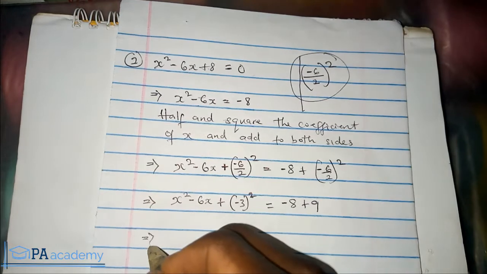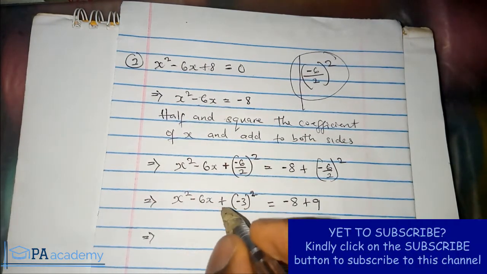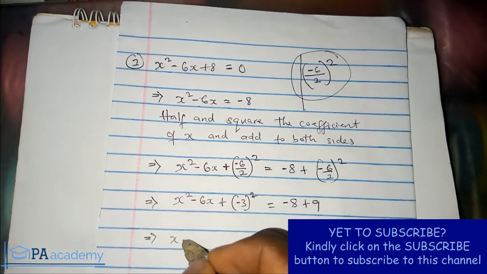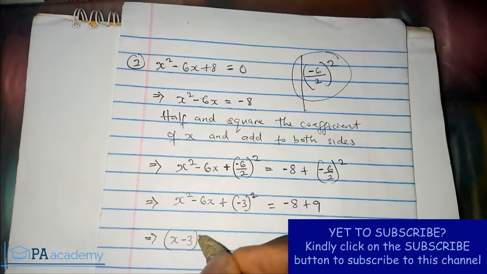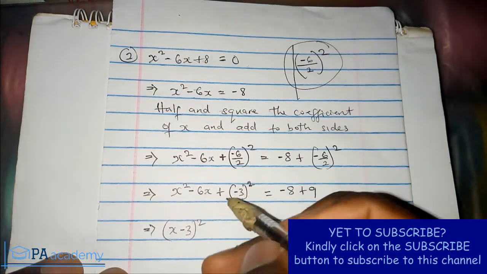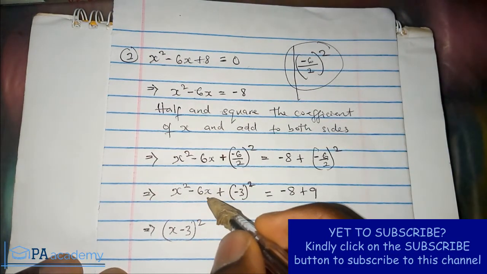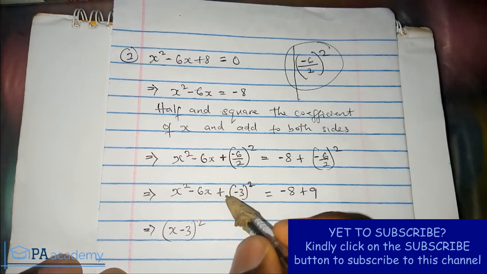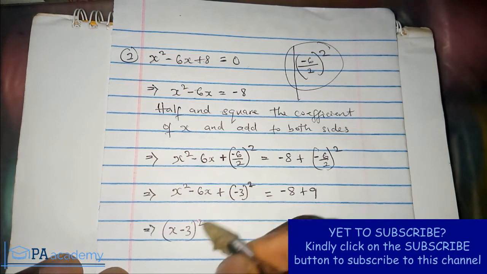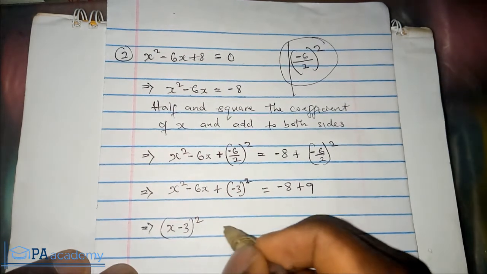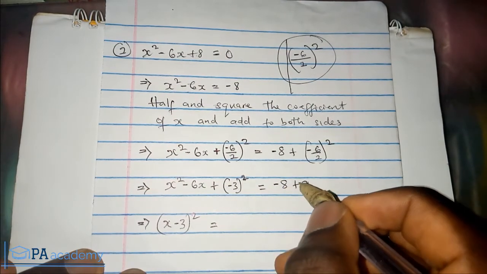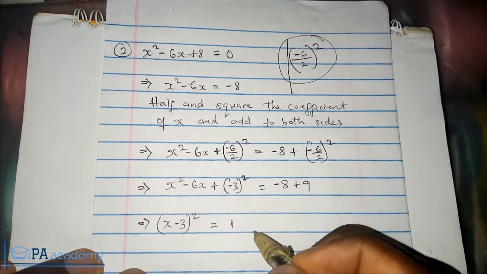So the next thing we are going to do is rewrite this equation as x minus 3 all squared. Now if we expand this x minus 3 squared, it should give us x squared minus 6x plus, in brackets, minus 3 squared. We will still get this back. So let's continue. So minus 8 plus 9 will give us 1.